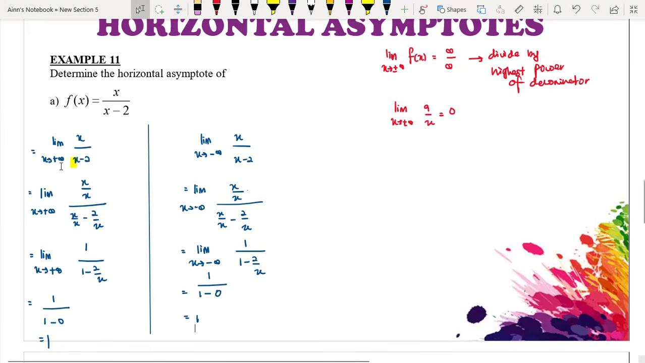Now we can conclude that the limit as x approaches positive infinity equals 1, which is a constant, and the limit as x approaches negative infinity equals 1. Therefore, for the conclusion, y equals 1 is a horizontal asymptote for f(x).